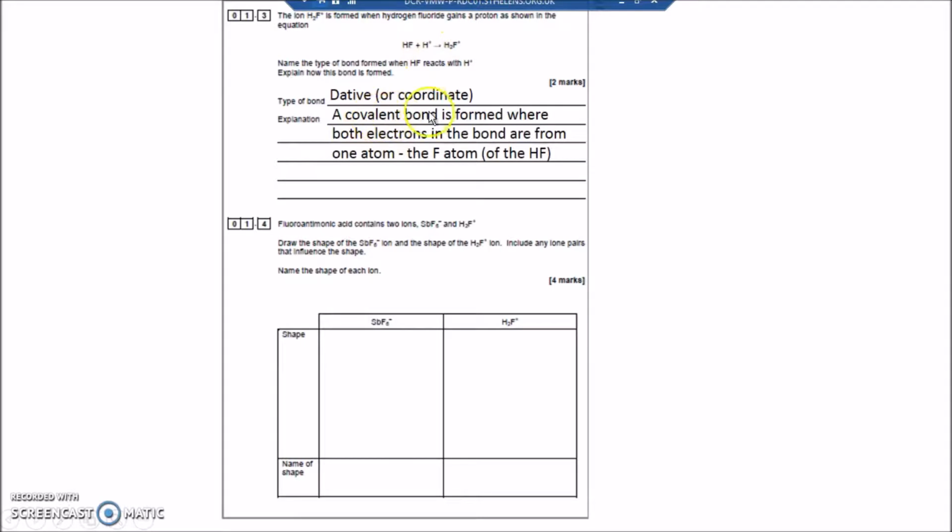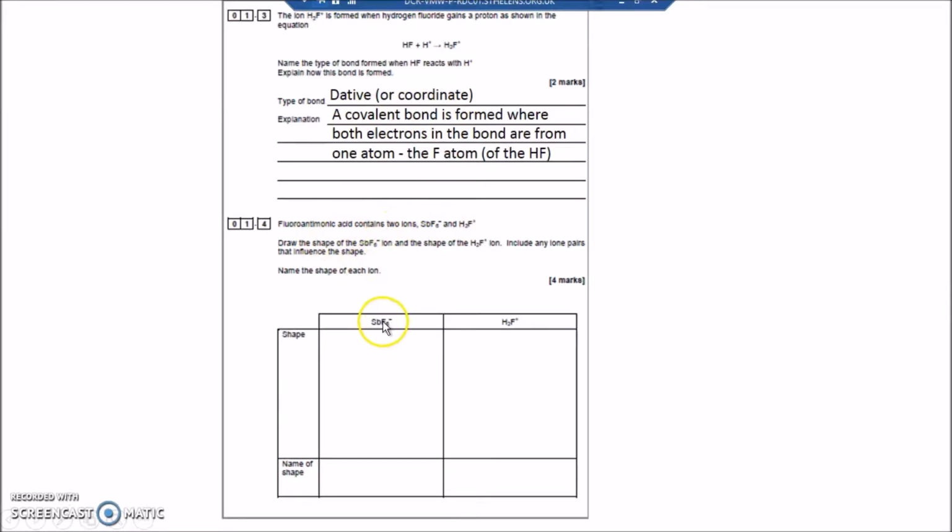So what actually happens is it's a covalent bond that's formed when both electrons have come from one of the atoms. So one of the atoms forming the covalent bond has put both electrons in rather than each atom putting 1 in. And that's come from the F, because it's the F that's bonded to the H. So the F has put both electrons into this covalent bond, and it's called a special kind of covalent bond. It's called a dative or coordinate bond, whichever you can remember.